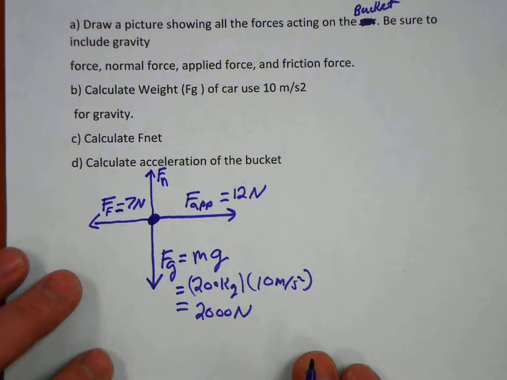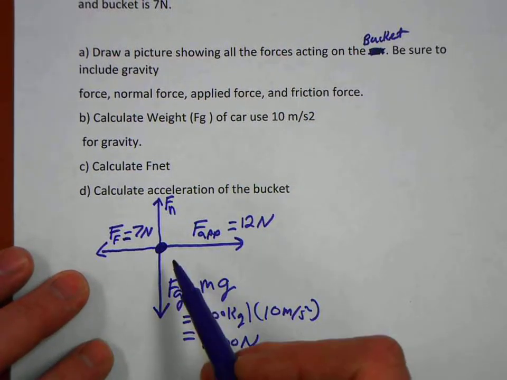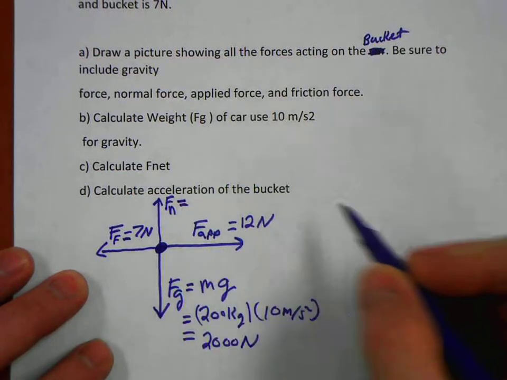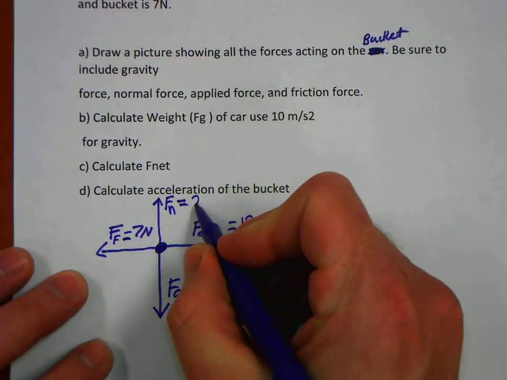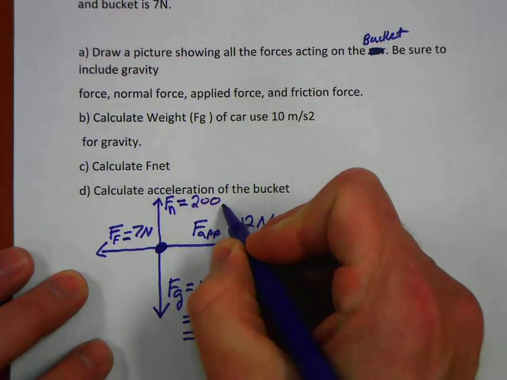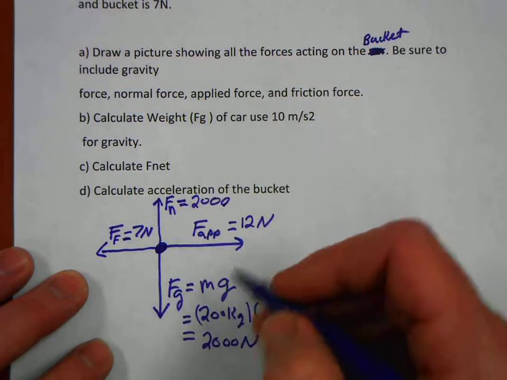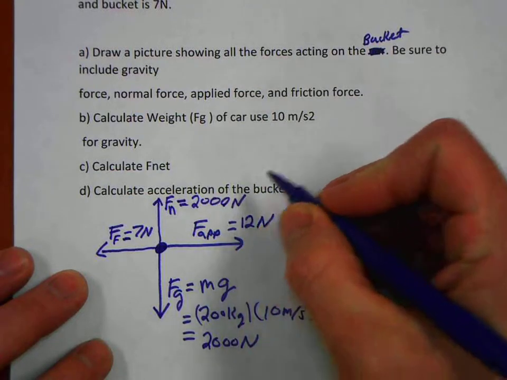Now, because it's not crushing into the ground and it's not floating in the air, we know that this normal force, or support force, has to be the same. If it was greater, it would float, and if it was less, it would be crushing down. So we know that it has to be equal.